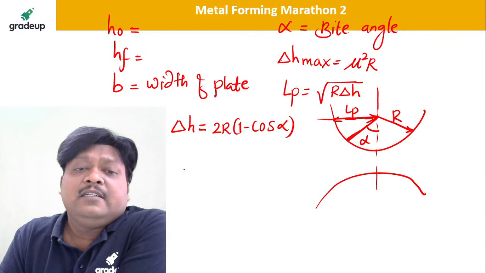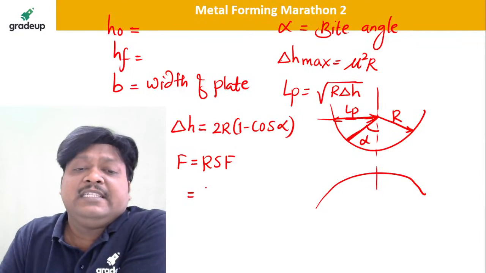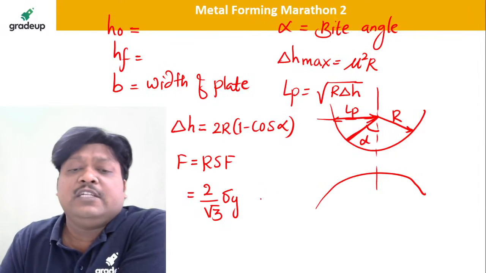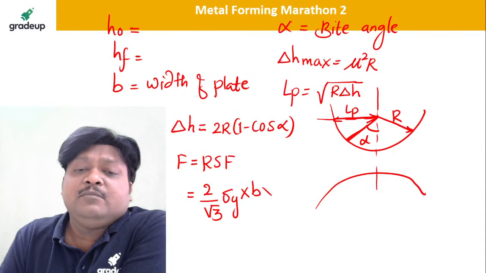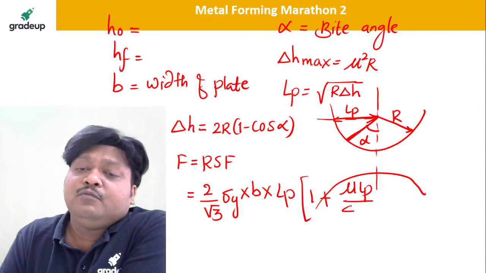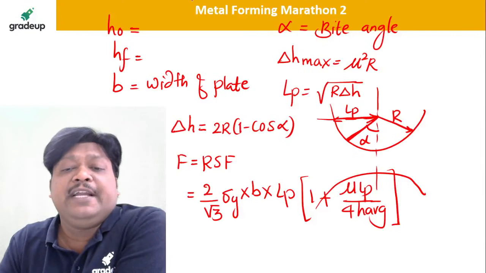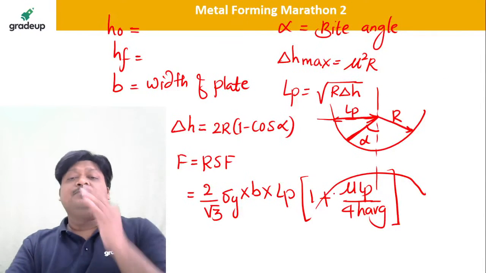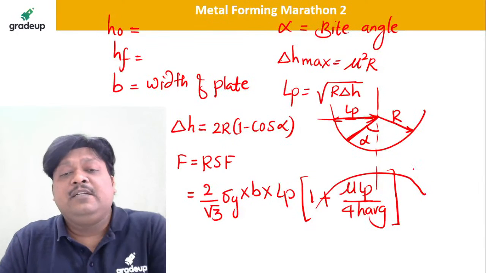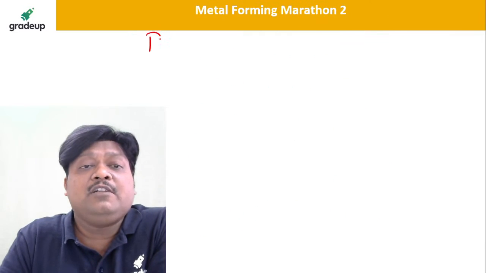Then how to calculate the force? You know, force is the roll separating force. If we are assuming that the plane strain condition is valid, then this is 2 by root 3 sigma y, or sigma y can be replaced by the flow stress, into B times LP, into bracket 1 plus mu LP divided by 4H average. H average is the average thickness, H original plus H final divided by 2. Mu is the coefficient of friction between the roller and the plate or the strip. We can calculate this force like this. And then if anybody asks you to calculate power, you know it is equal to total power.